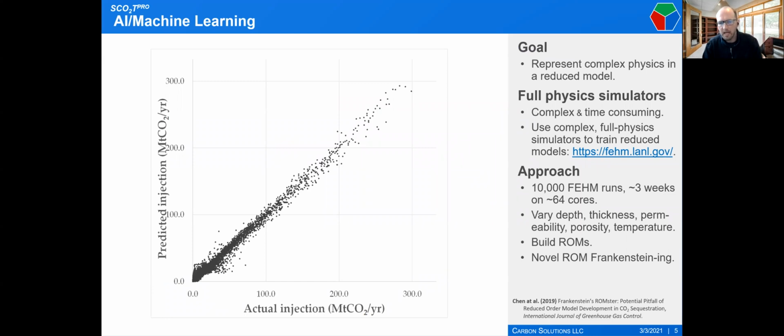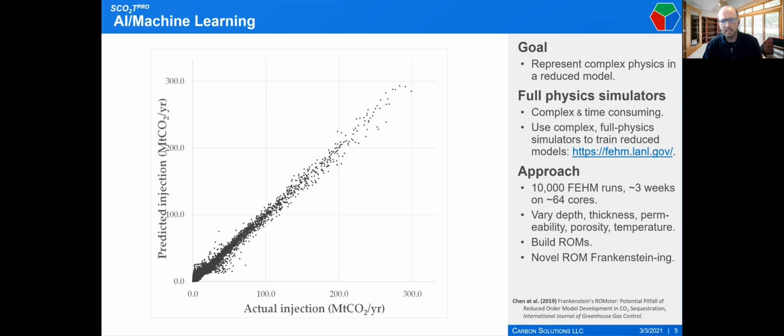First of all, let's start with the AI machine learning that's powering SCO2T Pro. Our goal was to create a tool that can replicate a hydrogeologic code, something like PFLOTRAN from Los Alamos. The way we do that is, in this case, we used that code from Los Alamos, and we did 10,000 detailed realizations of CO2 injection and storage and plume dimensions. Using those 10,000 runs, we could use machine learning to train reduced order models, and those reduced order models we build into SCO2T.